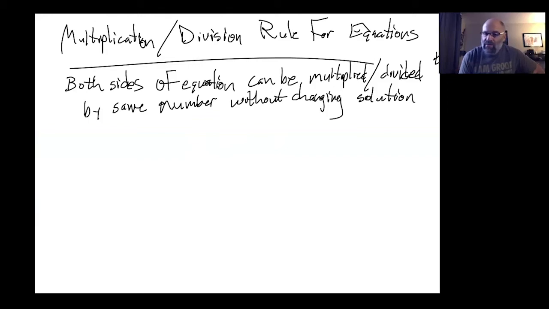You can't divide by 0. That's the only exception to this rule, okay? All right, so let's look at an example. Let's look at example 1.